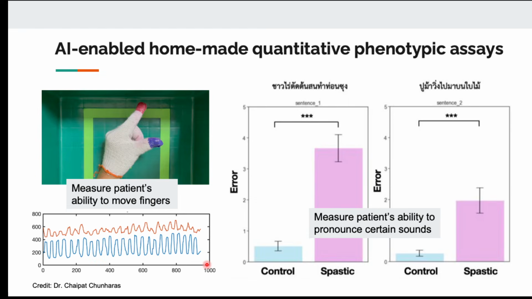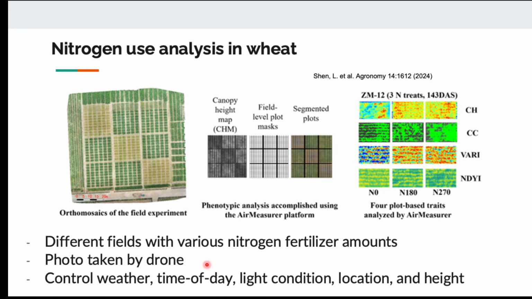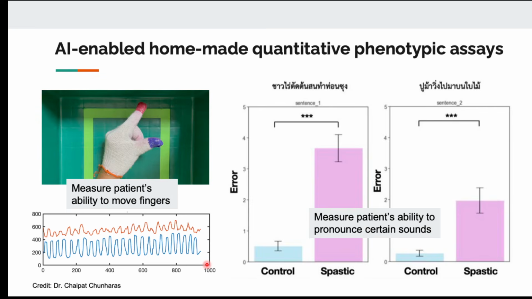Another example, this is from my friend at our hospital. With modern AI techniques, there is an opportunity for you to develop your own assay. When we learn about sequencing, we have to buy that technology. When we talk about videos, wearable devices or drones, we have to buy those technologies. But with modern-day AI, you can develop a phenotyping assay as well.